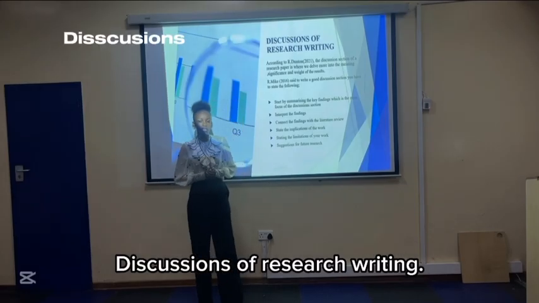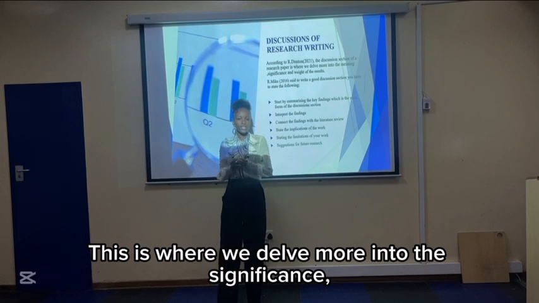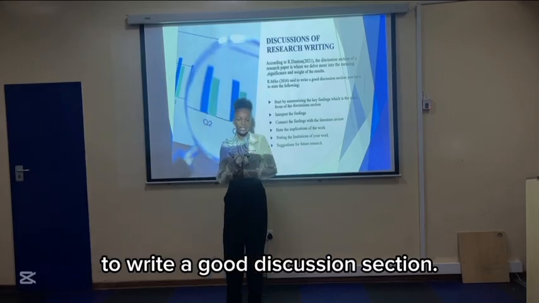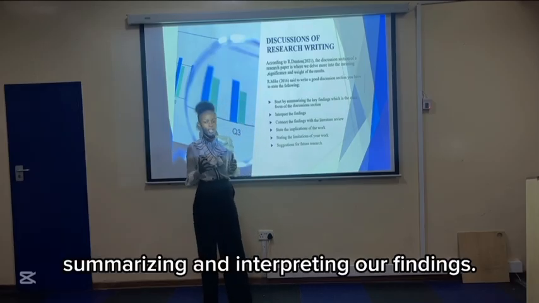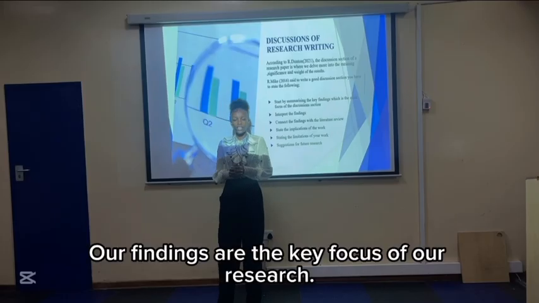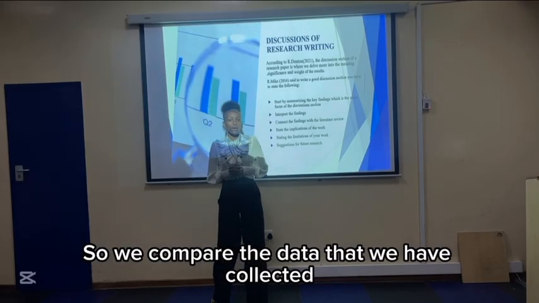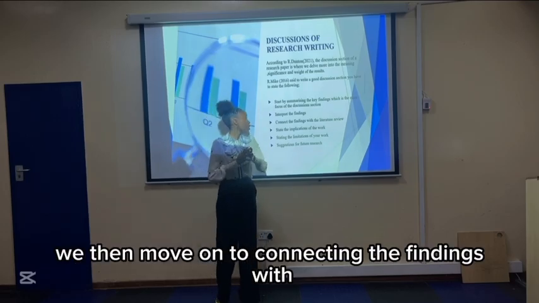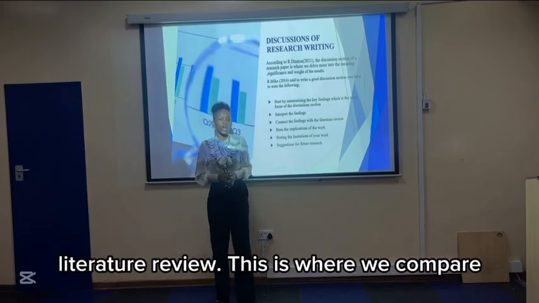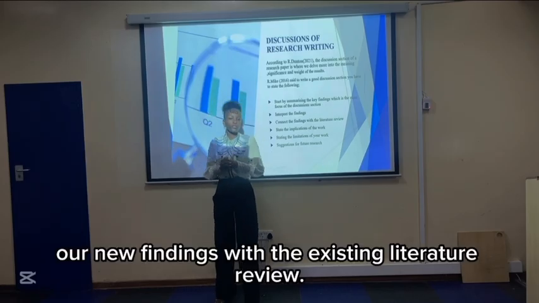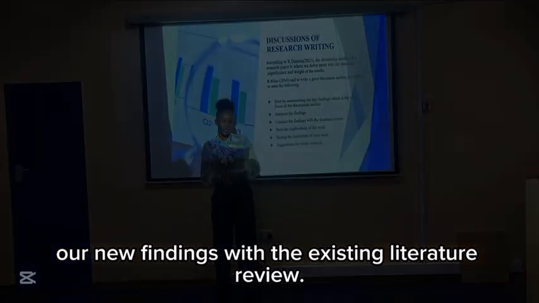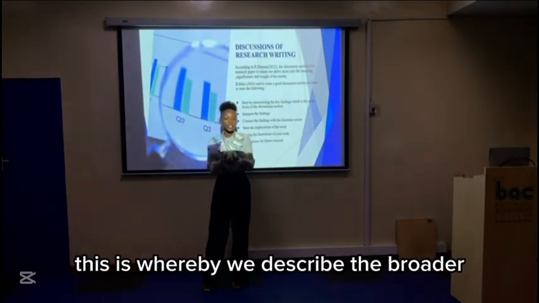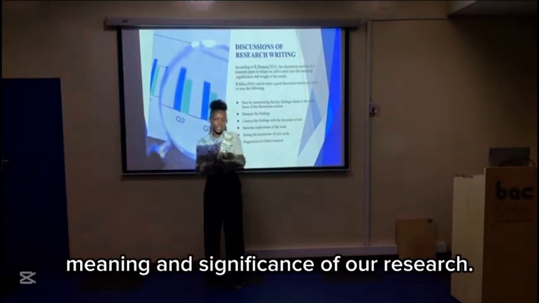Discussions of research writing. This is where we delve more into the significance, the meaning, and the weight of our results. To write a good discussion section, we first start by summarizing and interpreting our findings. Our findings are the key focus of our research, so we compare the data that we have collected in relation to the research study. We then move on to connecting the findings with the literature review. This is where we compare our new findings with the existing literature review. Thirdly, we state the implications of our work. This is whereby we describe the broader meaning and significance of our research.